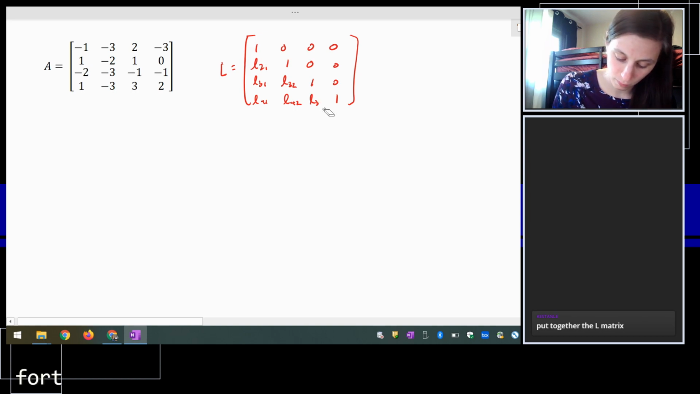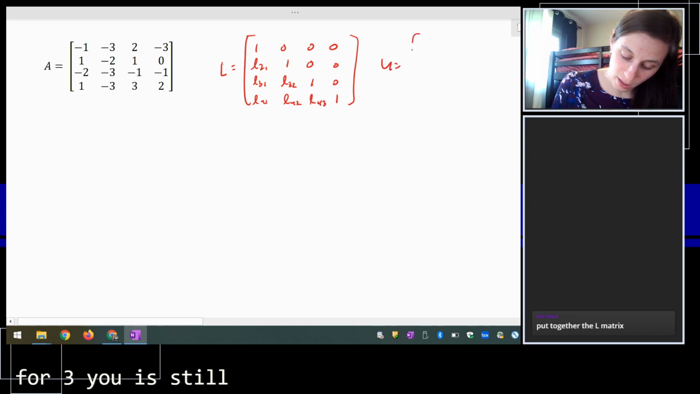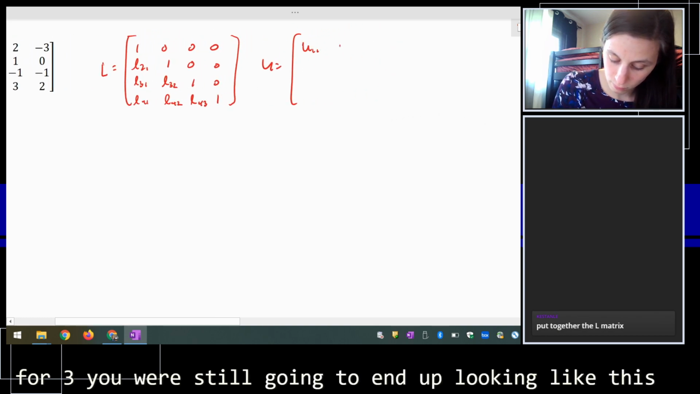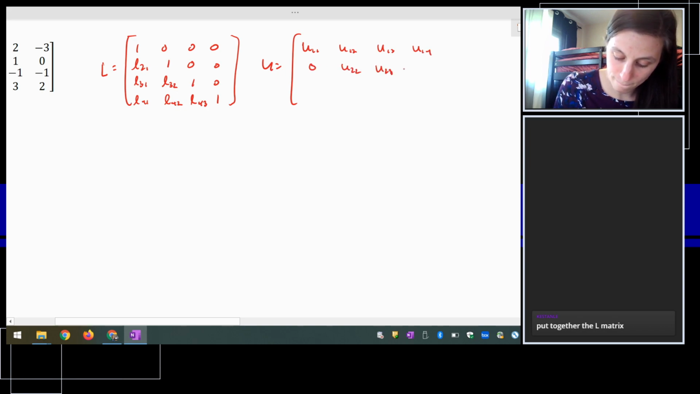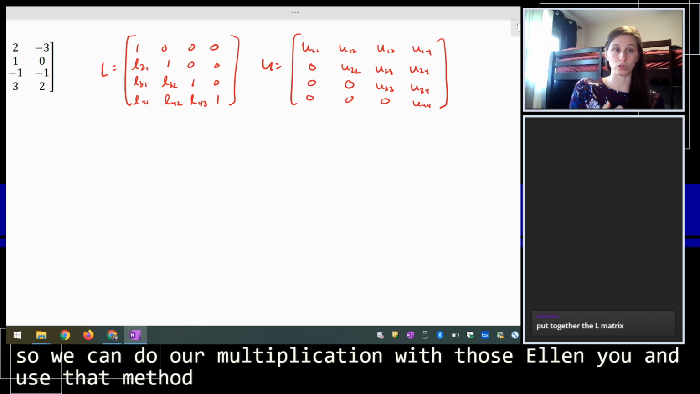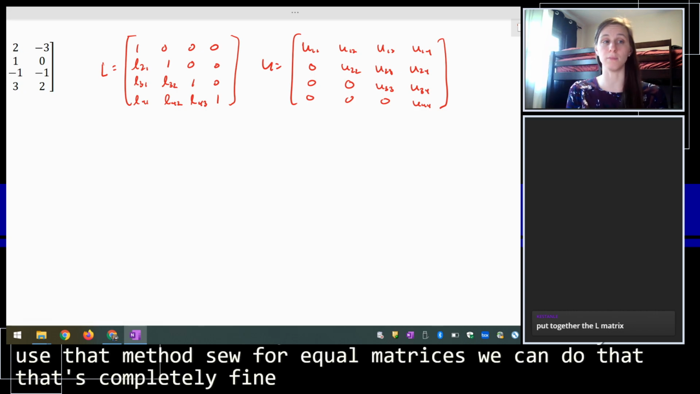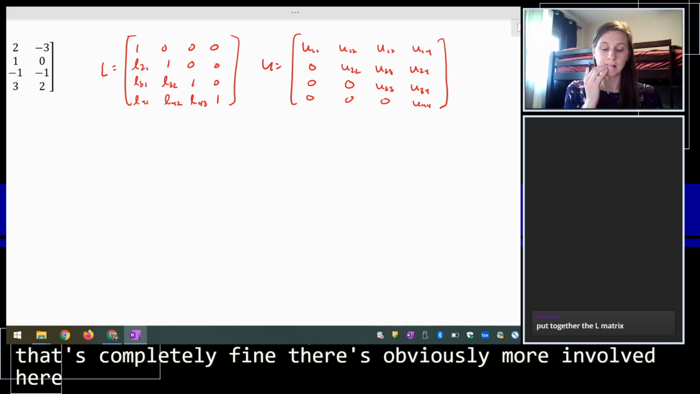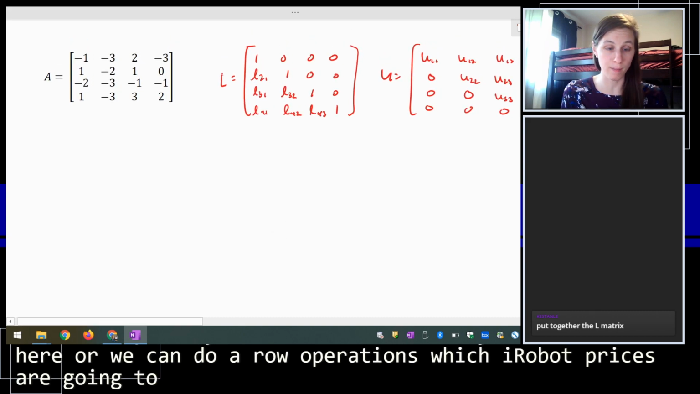Oops, 4, 3. U is still going to end up looking like this. So we can do our multiplication with those L and U and use that method. Solve for equal matrices. We can do that. That's completely fine. There's obviously more involved here. Or we can do our row operations, which are going to be the same every time.